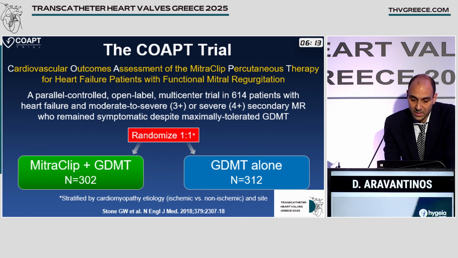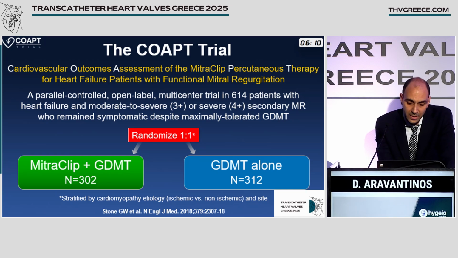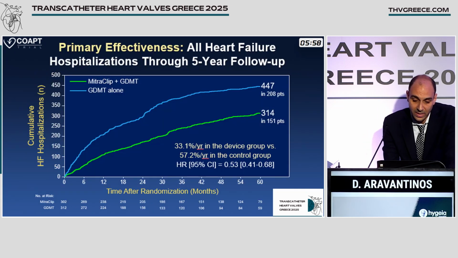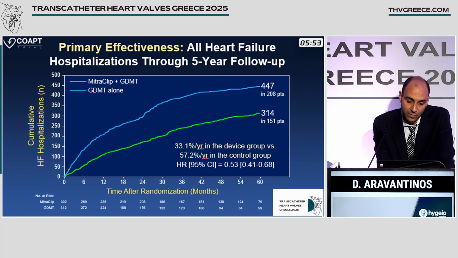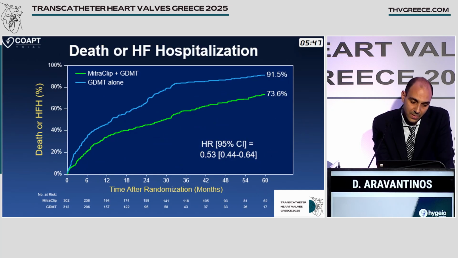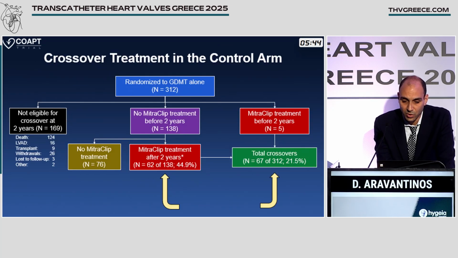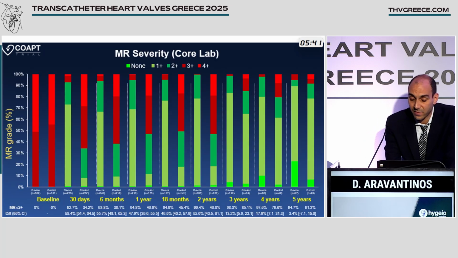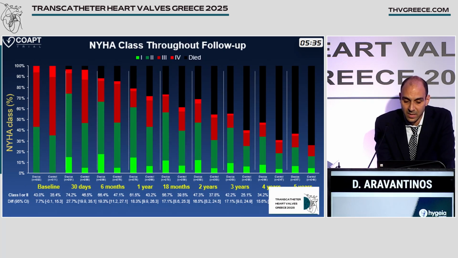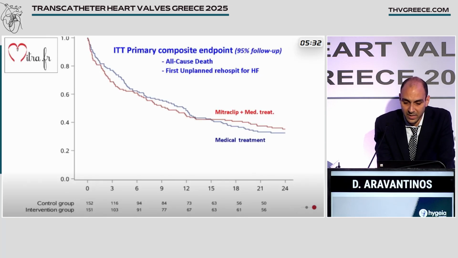The COAPT was a multi-center trial with patients with heart failure and moderate to severe MR or severe secondary MR that compared MitraClip with optimal medical therapy versus optimal medical therapy alone. We can see the results, the primary effectiveness with the patients that had the device. This is for heart failure hospitalization or death and heart failure hospitalizations. We had many crossovers in the control arm, and here you can see a significant and sustained MR reduction through 5 years with the device, and an improvement in NYHA class through this device.